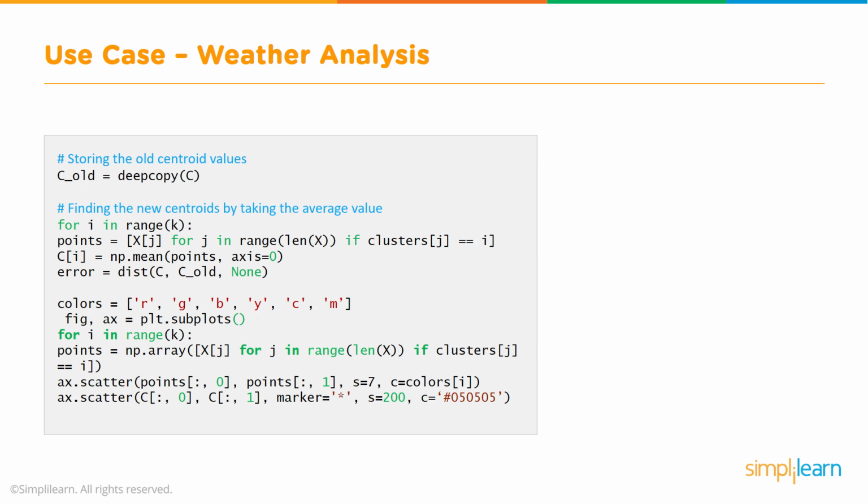And then your points equal x of j for j in range length of x. And then we have if cluster j equals i, c of i equals np.mean of points, axis equals 0. Wow, that's a mouthful. So let's take a quick look at that. And again, this is pretty under the hood, deep stuff.